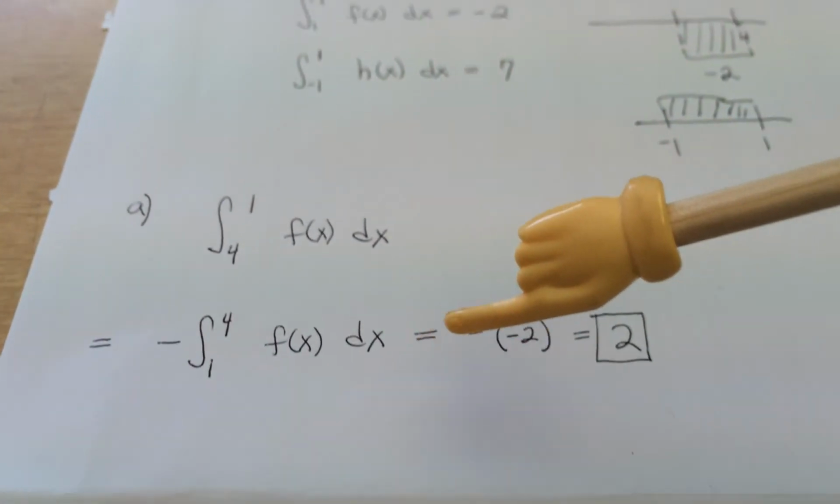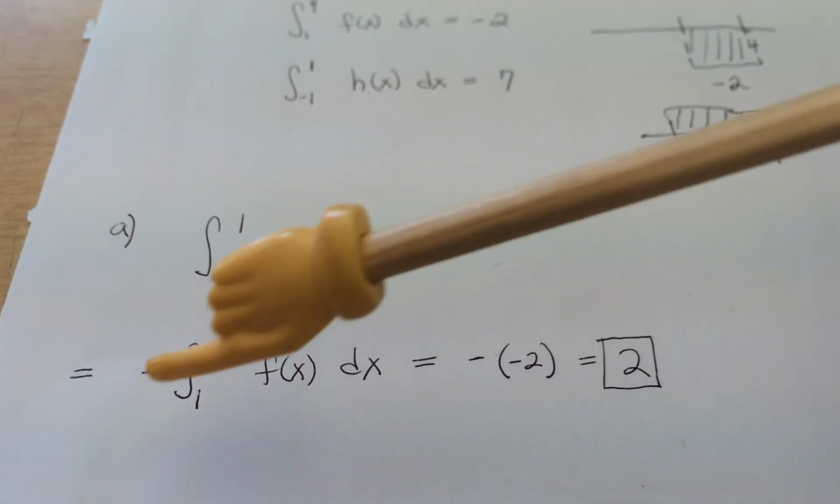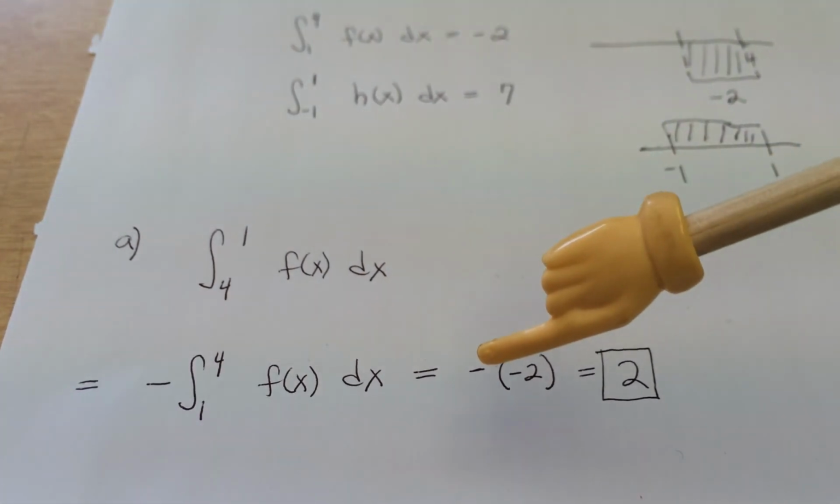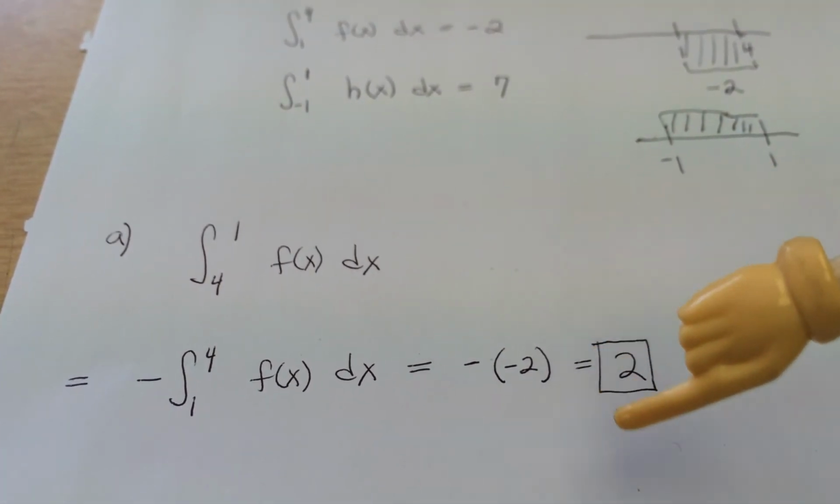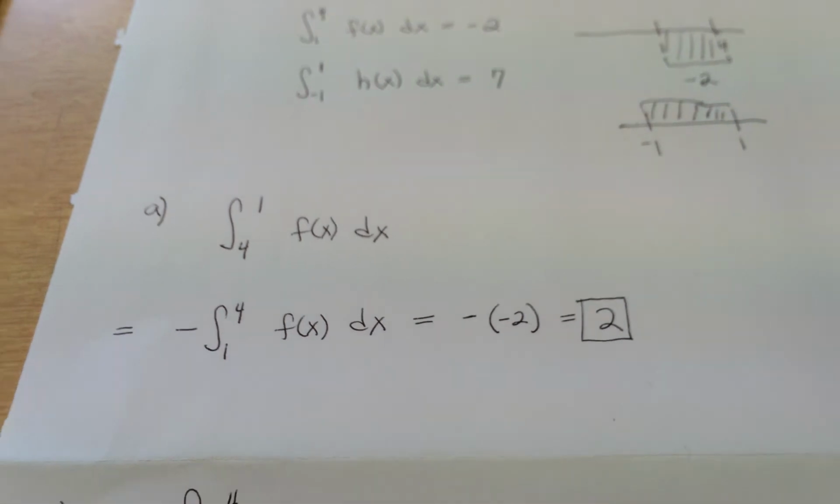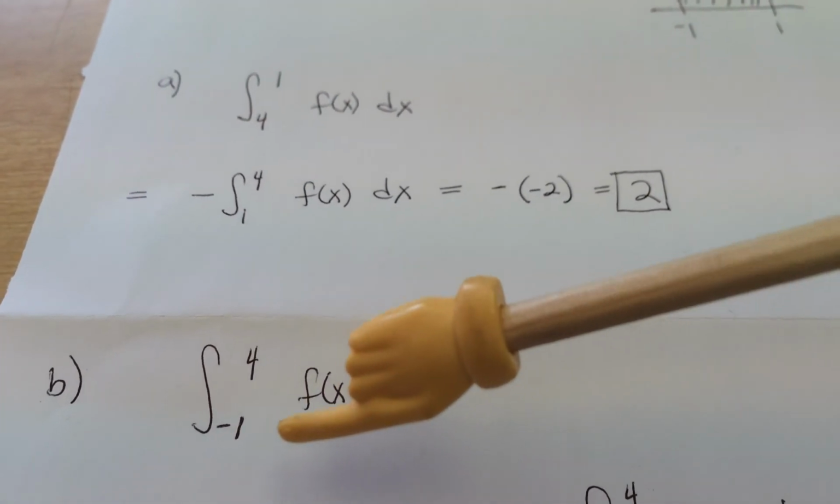So I'm going to substitute that -2 right there, and this negative out here and this negative out here will give us the +2 as a final answer. Okay, now part B. So the limits from -1 to 4.